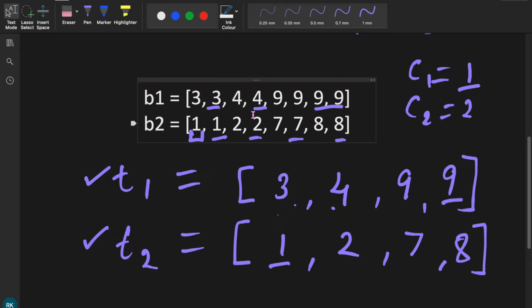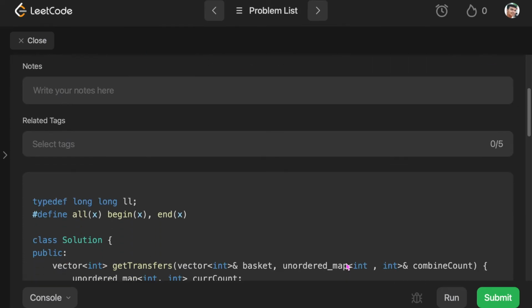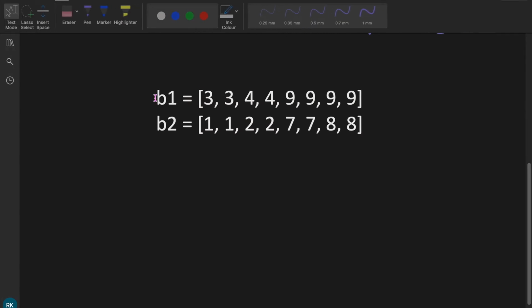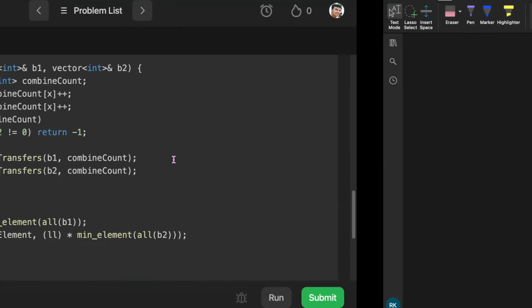Now let's look at the code. So this is the accepted code. Let's have a look at it. First, I have created an unordered map for storing the combined frequency of both of the baskets, that is basket 1, basket 2 combined frequency.